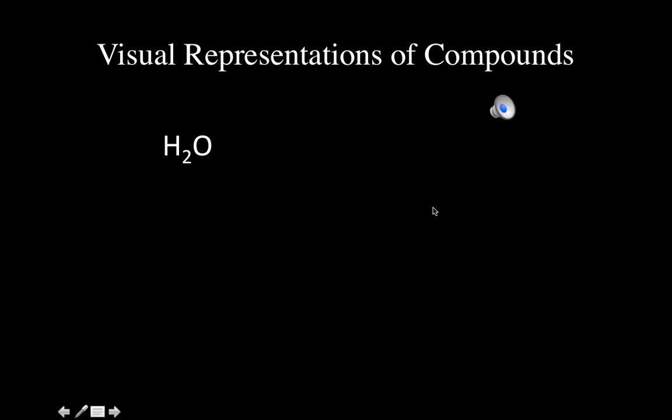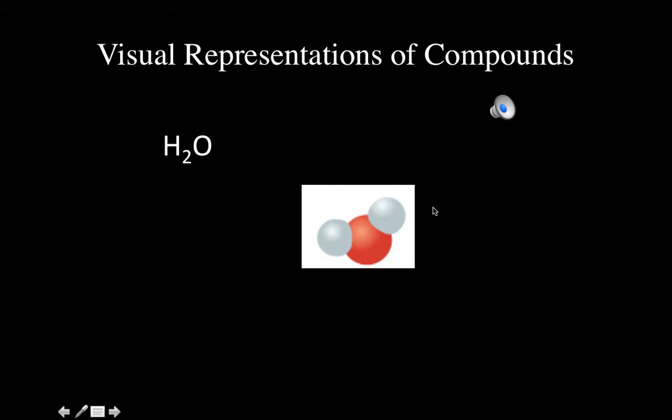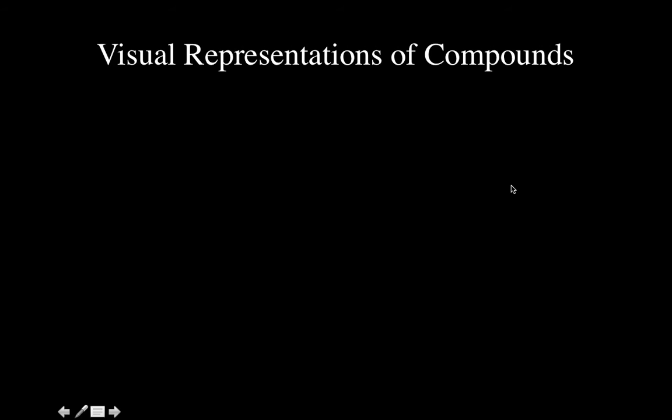Here's one you're familiar with. There's water. And so you see you have the bigger oxygen atom and you have 2 smaller hydrogen atoms. Hey, makes sense. 2 H's for every 1 O. And that would be a molecule.